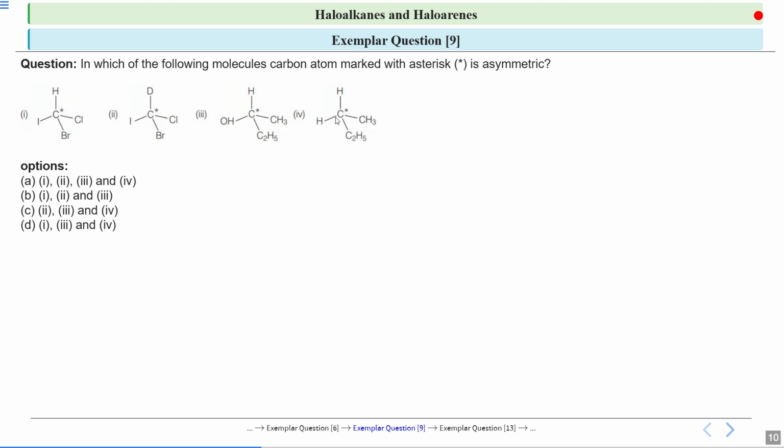Now lastly, in the fourth molecule, this asterisk-containing carbon is attached with 2 hydrogens, one methyl and one ethyl group. Okay, so now after looking at each of these 4 molecules, you have to tell which carbon is asymmetric, which molecule has an asymmetric carbon.